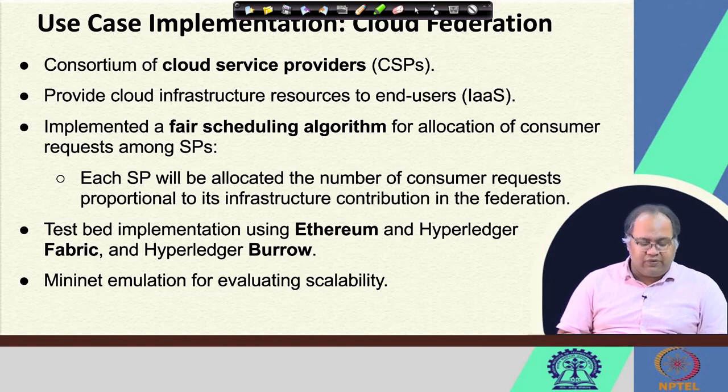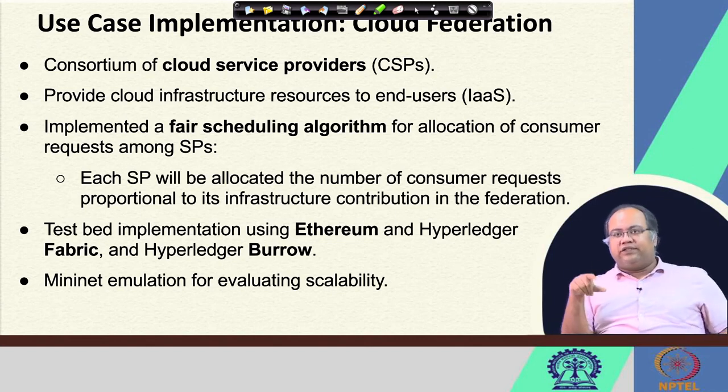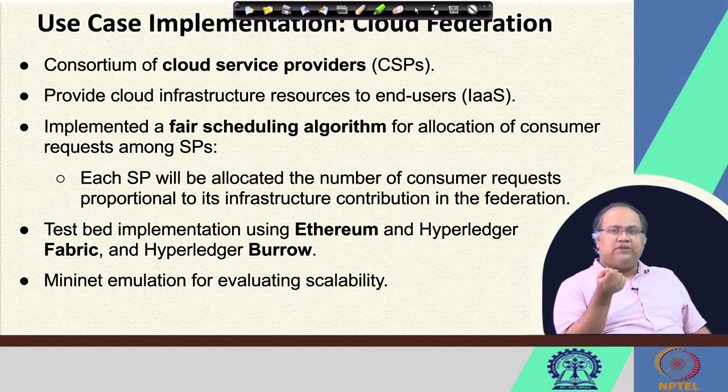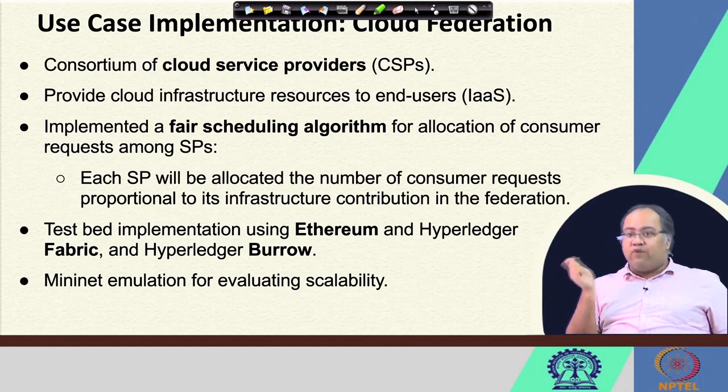So what we did is we implemented a fair scheduling algorithm for allocation of consumer requests among service providers. That fair scheduling algorithm goes through the consensus mechanism. The consensus mechanism ensures that the requirement of fair scheduling is satisfied, and the service providers generate the response to a particular service request based on executing that fair scheduling algorithm in a decentralized way through a blockchain consensus procedure.